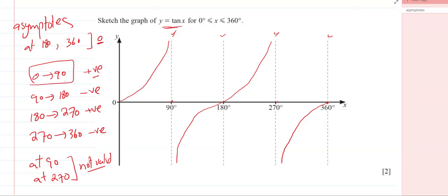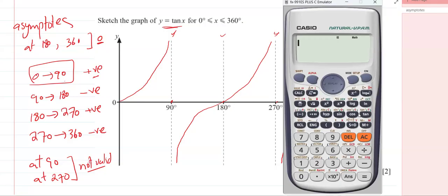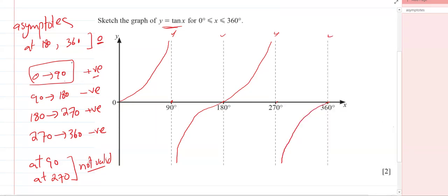If you put it, it will be invalid. Take the calculator and take tangent 90. It will give you math error, meaning it will be an infinite value there. Tangent 270, it will give you math error. It will be invalid. So for such points, we call them asymptotes. So it means 90 and 270 degrees are the asymptotes. Okay. So you have to remember these things about the tangent graph.